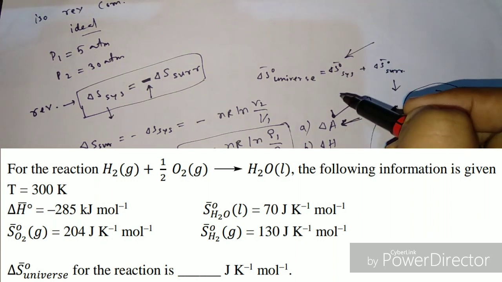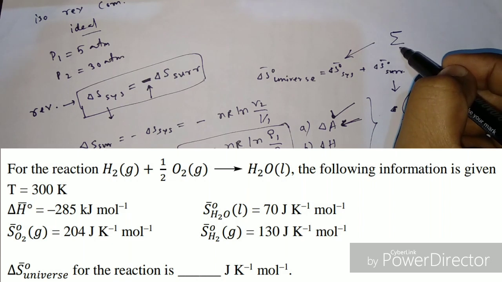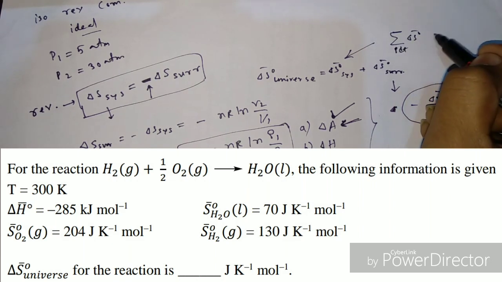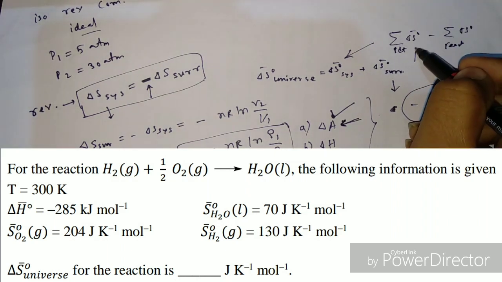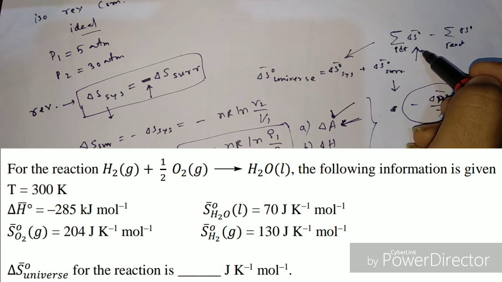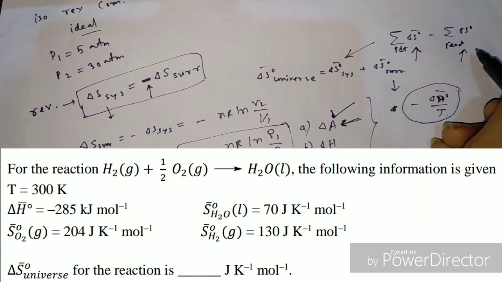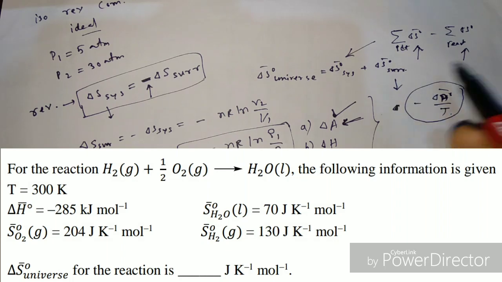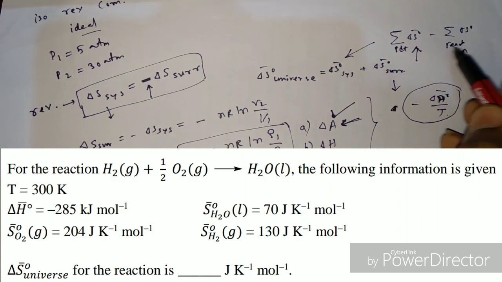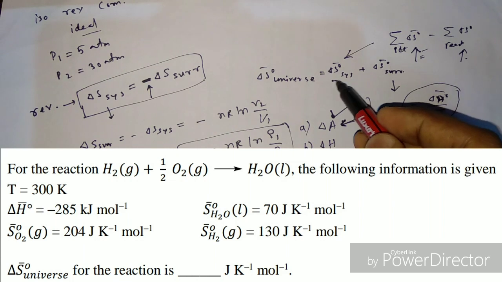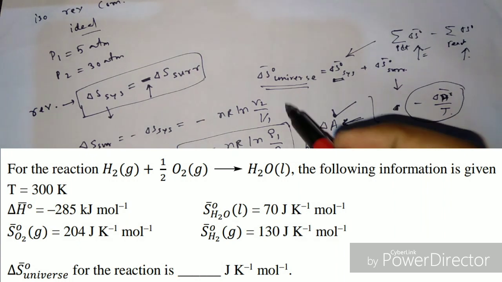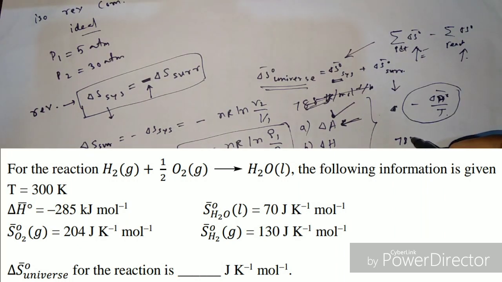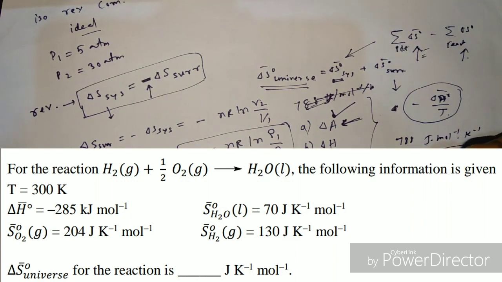How can we calculate delta S system? This will be the summation of product delta S0 minus the summation of reactant delta S0. The entropies of H2, O2 and H2O are given. Just put their values here and you will get the delta S system, and then add both values and you will get the delta S universe, which will come as 788 joule mole inverse Kelvin inverse. So this will be the correct answer.